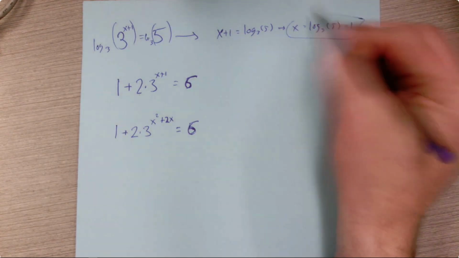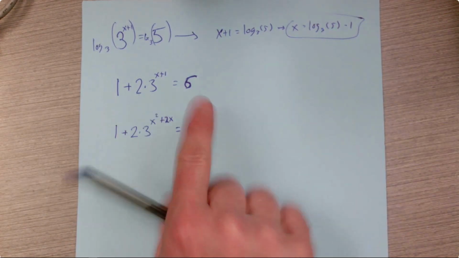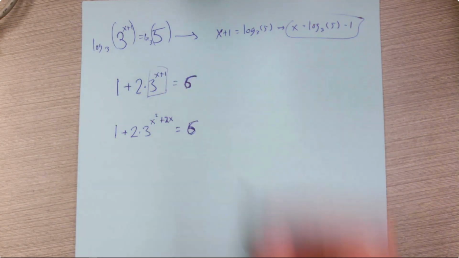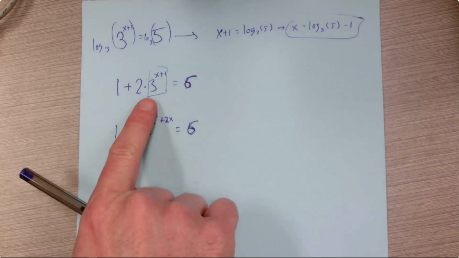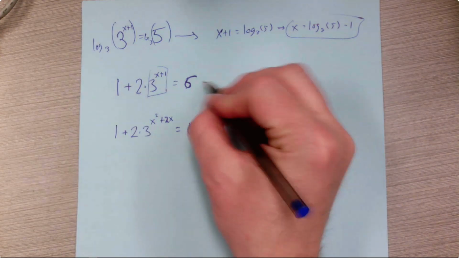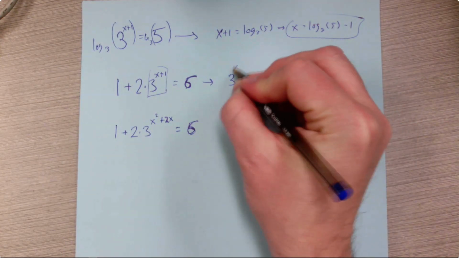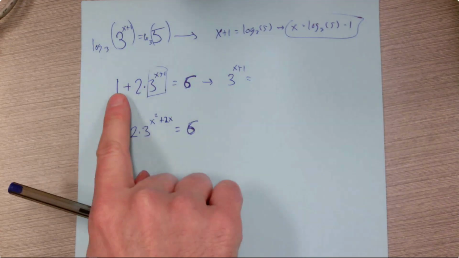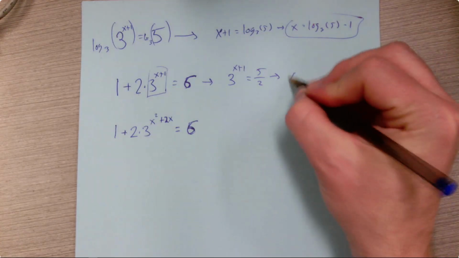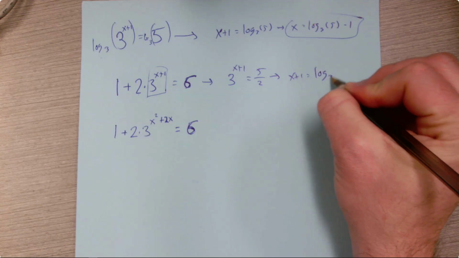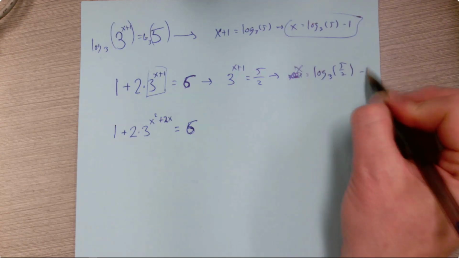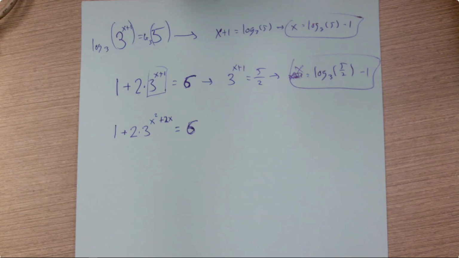Okay. So what about this one? Here, in order to take log base 3, I have to isolate this term. So I have to do algebraic steps that will let me get that one by itself. So I'll subtract 1 on both sides, then I'll divide by 2. So that gives me 6 minus 1 is 5, divided by 2 is 5 halves. Now I can take log base 3 on each side, and it gives me log base 3 of 5 halves. Now I can subtract 1 on both sides to give me that as the answer.